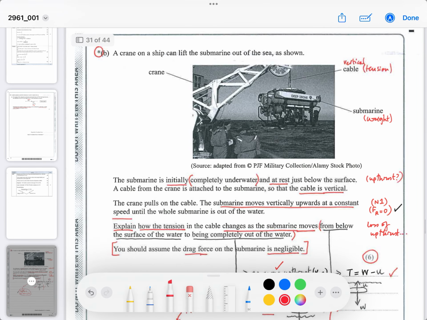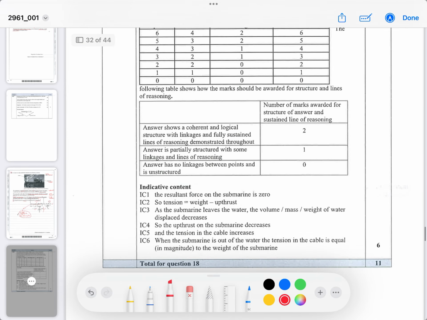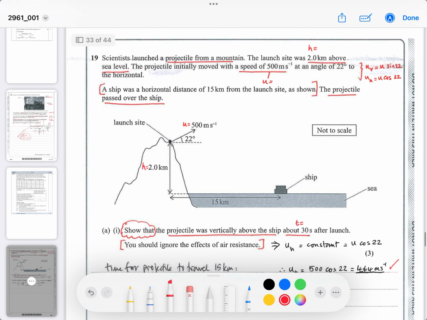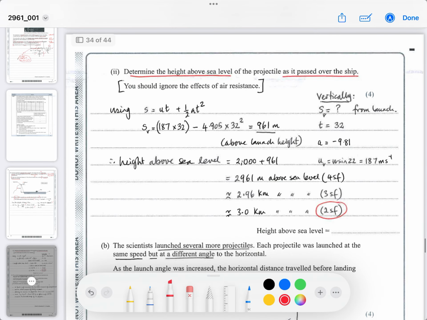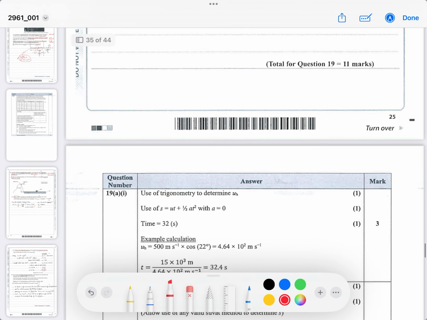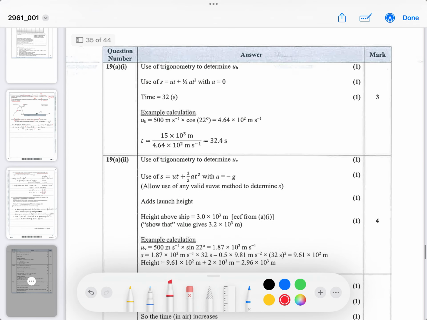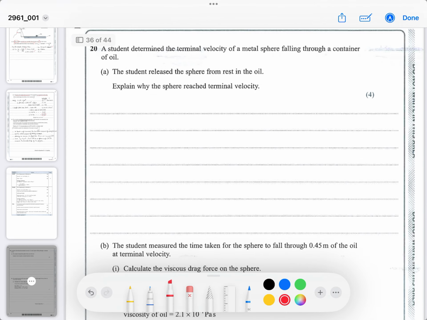Question 19 we did as well. Question 19 was that projectile question. That's in the first part of this paper run through. So we are left with only 1 question, and I need to be quick. So the final question: a student determined the terminal velocity of a metal sphere falling through a container of oil.